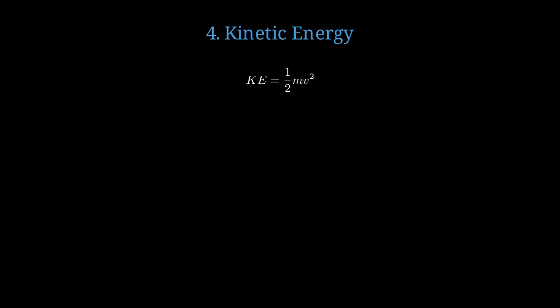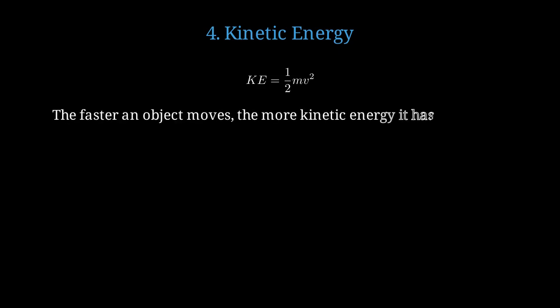Kinetic energy equals 1/2 mv squared, where m is mass and v is velocity. The faster an object moves, the more kinetic energy it possesses. Compare 2 identical objects. Doubling the velocity quadruples the kinetic energy because velocity is squared in the formula.